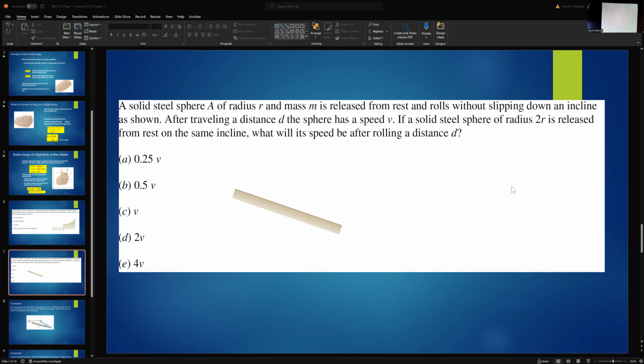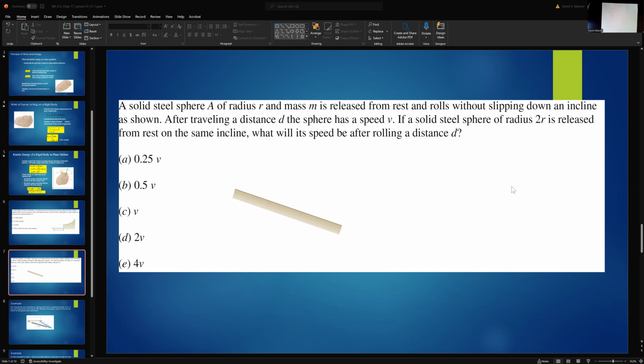The second one has a steel sphere, radius r, mass m, that is released. If you were to take the equivalent sphere that had two times the radius but the same incline, what will its speed be after rolling a distance d? So in this example, you have both a sphere with radius r and a sphere with radius 2r.